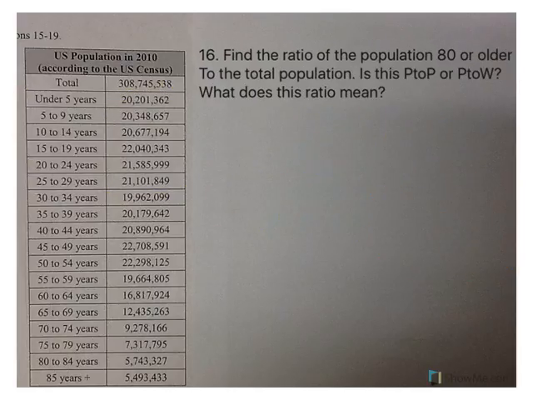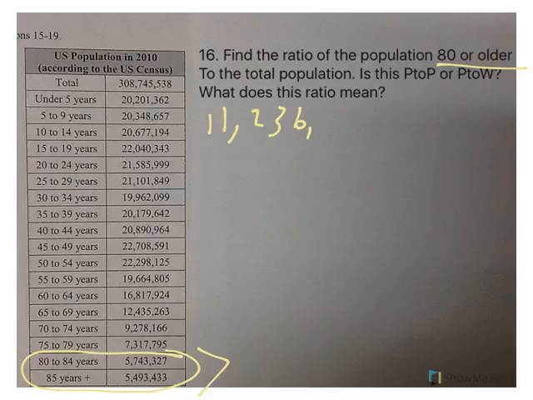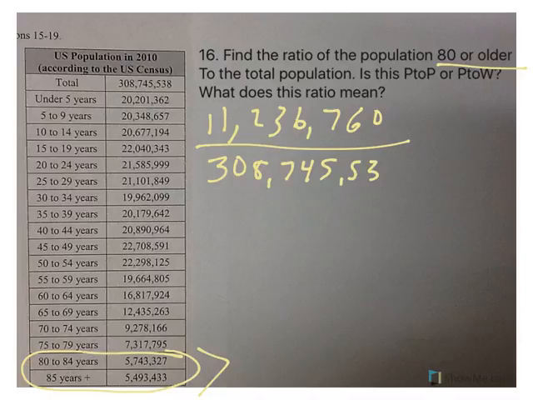Now we're going to find the ratio of the population 80 or older to the total. So 80 and older is down here. So we add these two together, and we just get 11,236,760. Quite different than the 125 million of our 29 and younger. But again, we're comparing to the total. Now, when you do that, you get 0.036.